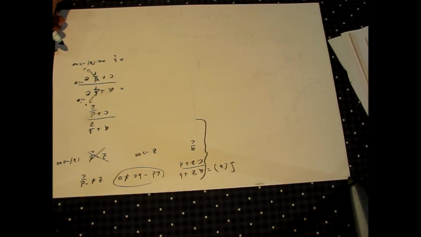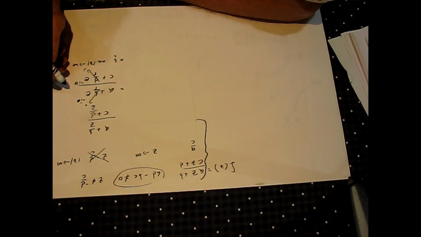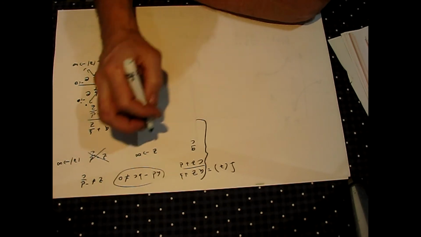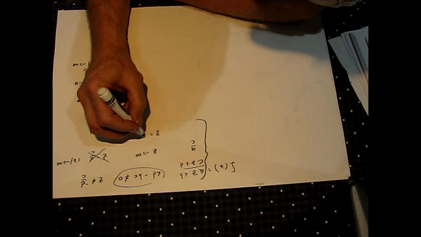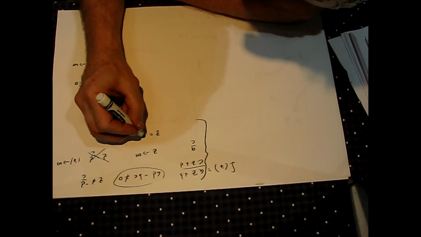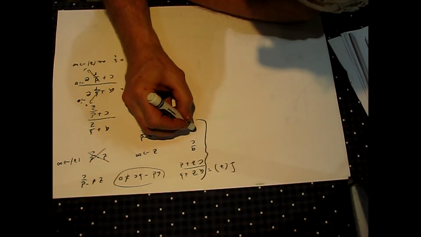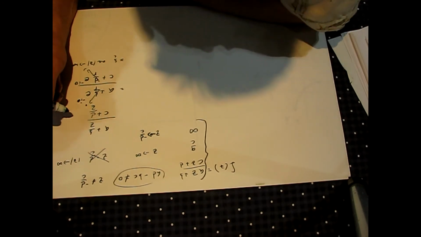Now, are we going to get infinity out when the denominator goes to 0? I leave it for you guys to do the same type of limit, but as z goes to minus d over c, it's very reasonable to say that this is infinite.